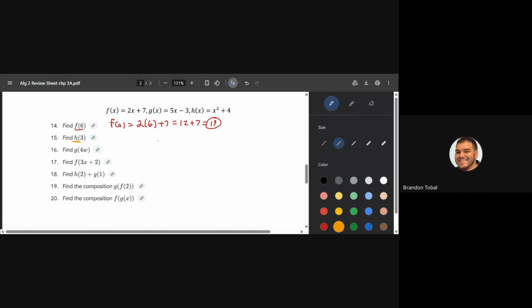Next one, h of 3. So I have to plug in 3 for every x I see in h. So it's going to be 3 squared plus 4. 3 squared is 9. 9 plus 4, 13.